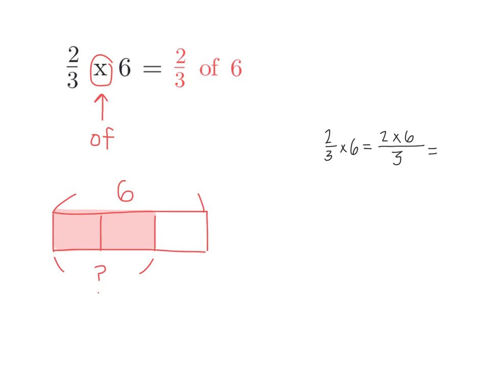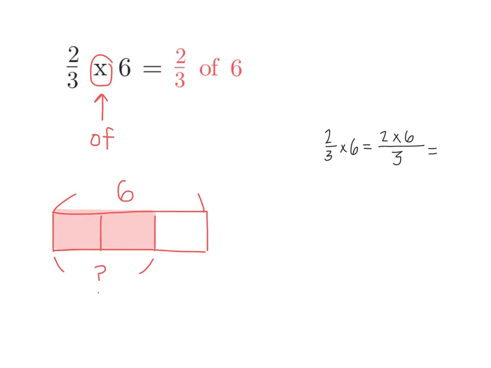Yesterday I taught you that if we have something like 2/3 times 6, that multiplication sign times is the same as 2/3 of 6, right? Because I taught you that the multiplication sign just means "of". So therefore, 2/3 times 6 should equal 2/3 of 6. Let's prove it to ourselves.